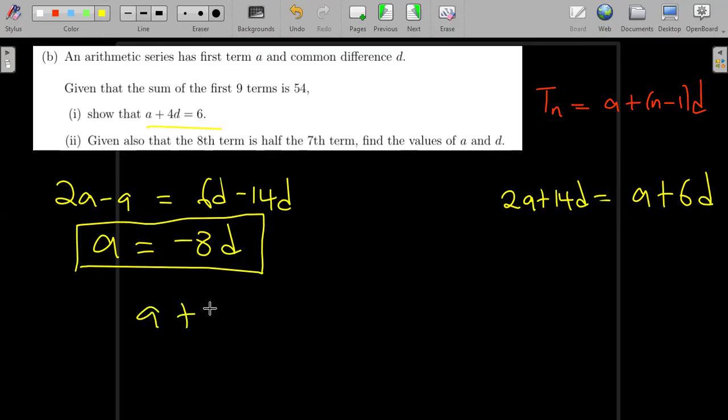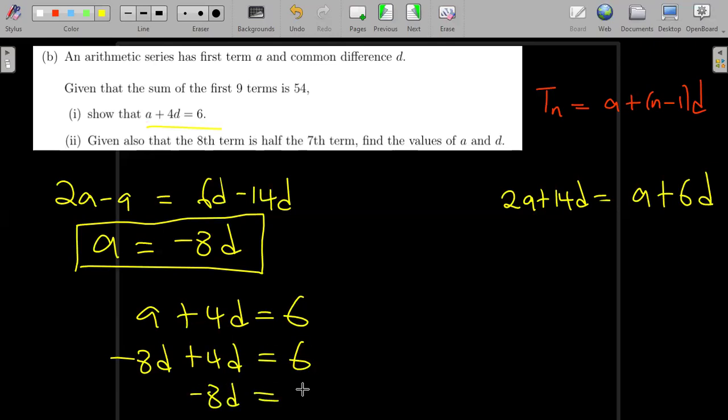So we get this equation now. a plus 4d is equal to 6. So where there's a, we put minus 8d plus 4d is equal to 6. So this will just be minus 4d is equal to 6. Okay, why did I write 8 there? So this is minus 4d is equal to 6. So it means d will just be equal to minus 6 over 4. Okay, we can divide this one by 2 to be minus 3 over 2.